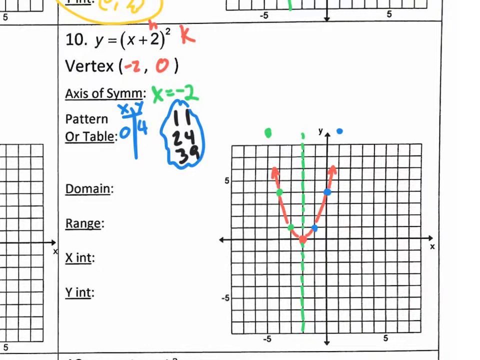So the domain is x equals all real numbers, like always. The range is y is what? Greater than or equal to, or less than or equal to? Greater than or equal to the y value of your vertex. What's the y value of your vertex?